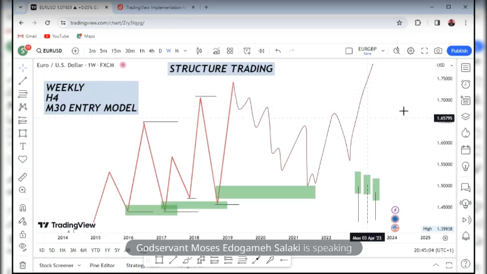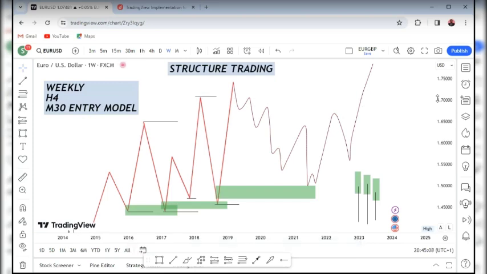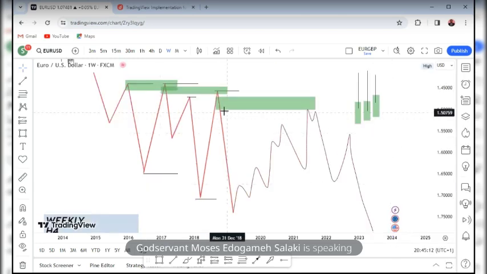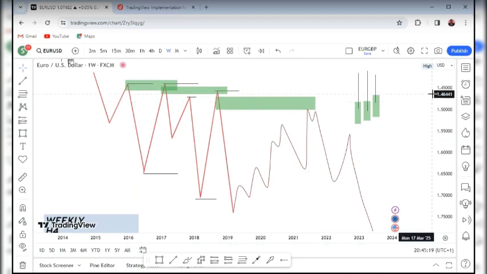Even if we are bearish, it's the same thing. You want to ensure that when price returns to your zone of interest on a weekly, you want to see a 4 hours model.